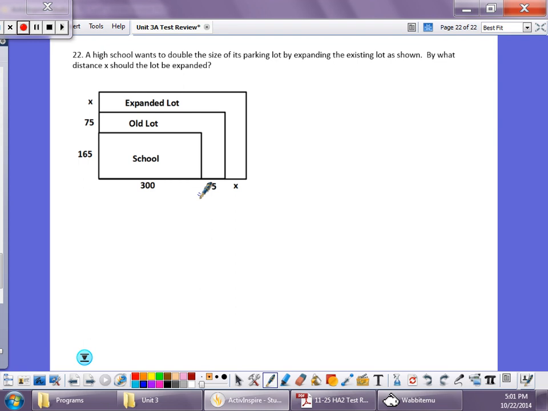Here, this is the typical parking lot problem we've talked about. The first thing I want to do is find out what the area of that old lot is, so I know what I have to set my new lot equal to. So to do that, I'm going to do this big area first. So 165 plus 75 is 240 times 375. And again, your numbers are going to be more manageable.